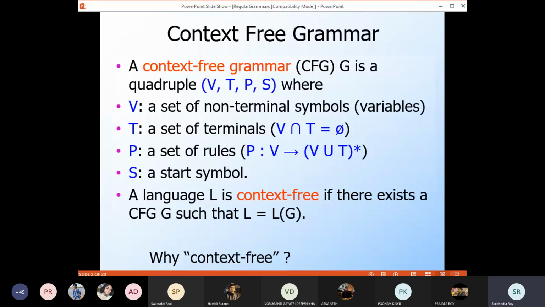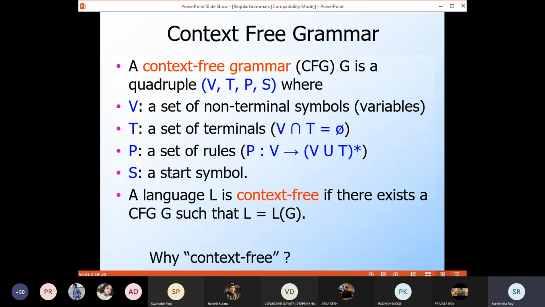Okay, a string of any length which could consist of symbols from variables and terminals. So variable symbols and terminal symbols. And the string could be the empty string also, that is epsilon. It could be a bigger string. It could be anything. But the left hand side always has to be a single variable. That is very, very important, and it defines the structure of a context-free grammar.